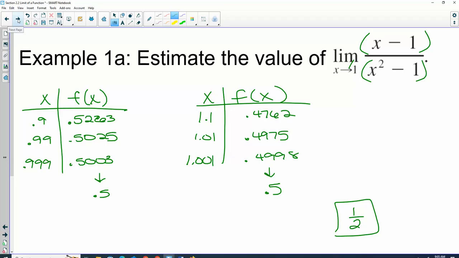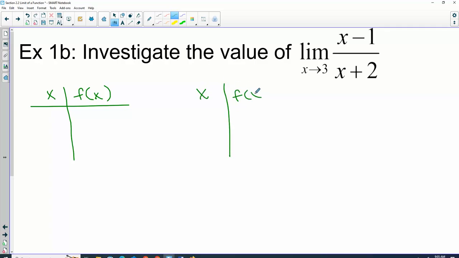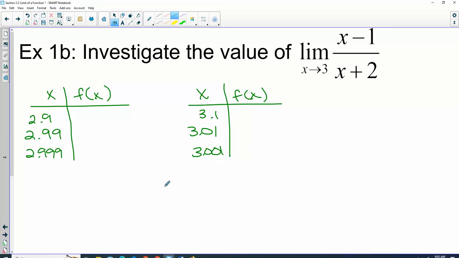Let's try another one. So if I want the limit as we approach 3, make our tables. What x's should I use? 2.99, 2.999. What about from the other side? 3.01 and 3.001. Alright, can you guys all do the same respective one as you did on the last example? Does that make sense? Everyone knows which one.